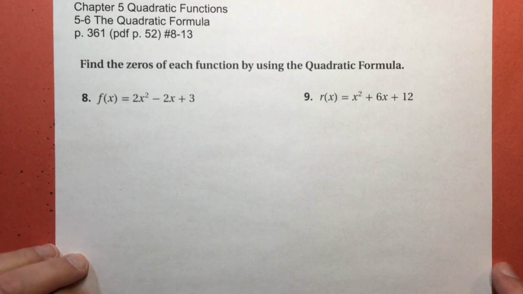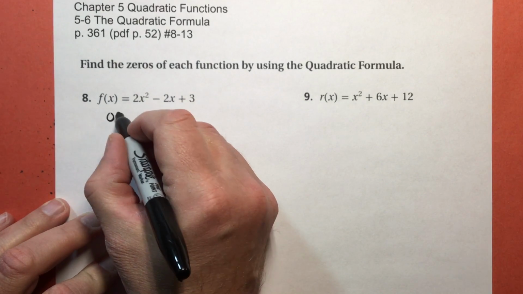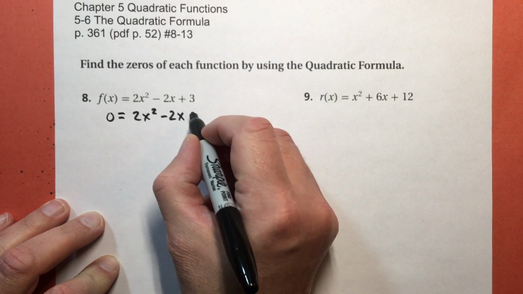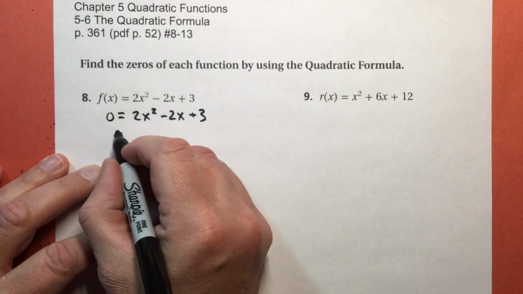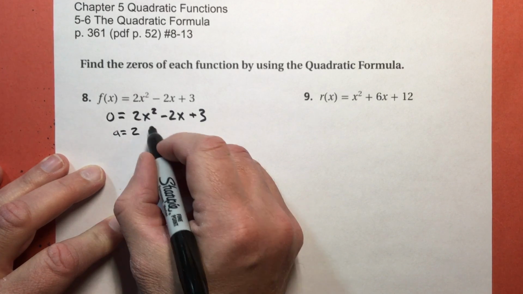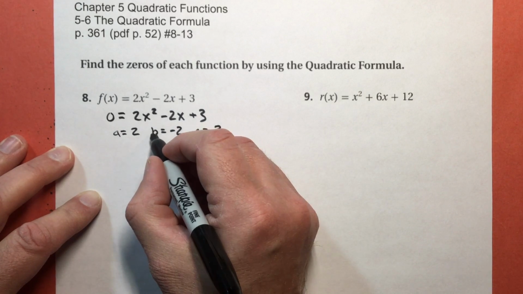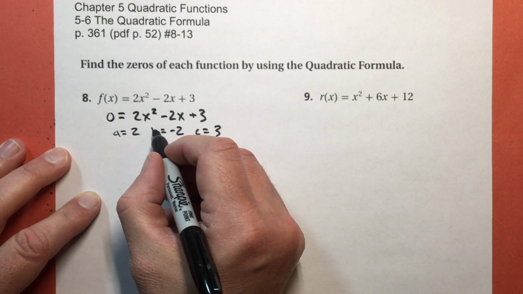Let's get started. So first thing I do is I set my function equal to 0, and I identify the parameters. So my a equals 2, my b equals negative 2, and my c equals positive 3. Clean that up a little bit.